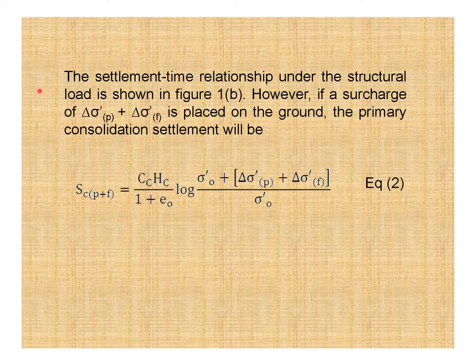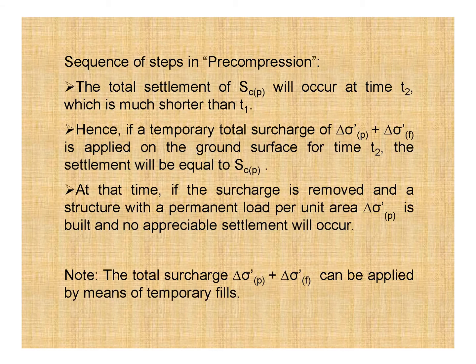However, if a surcharge of delta sigma dash p plus delta sigma dash f is placed on the ground, the primary consolidation settlement will be this much. So this is the formula for the primary consolidation settlement for this case.